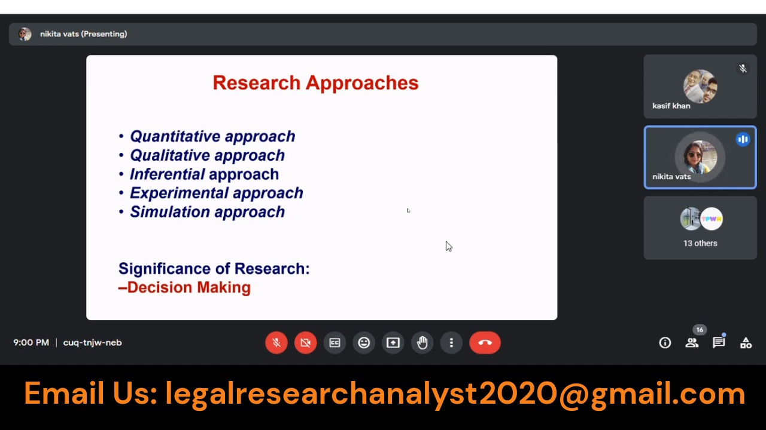Inferential means when multiple people are working on the same data, and then they come out with different inferences of the same. I can give you one example of it. Remember there was a moon mission from India, Chandrayaan.